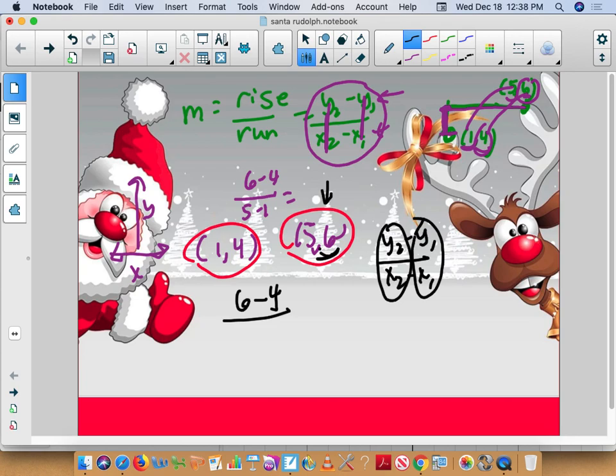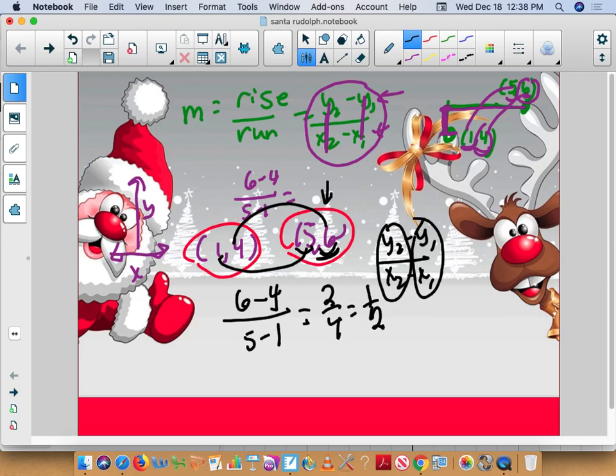So once I've chosen 6 minus 4, I have to go to 5 minus 1. Do y'all see what I mean? 6 minus 4, 5 minus 1. So that slope is 2/4, and you would reduce that to 1/2.